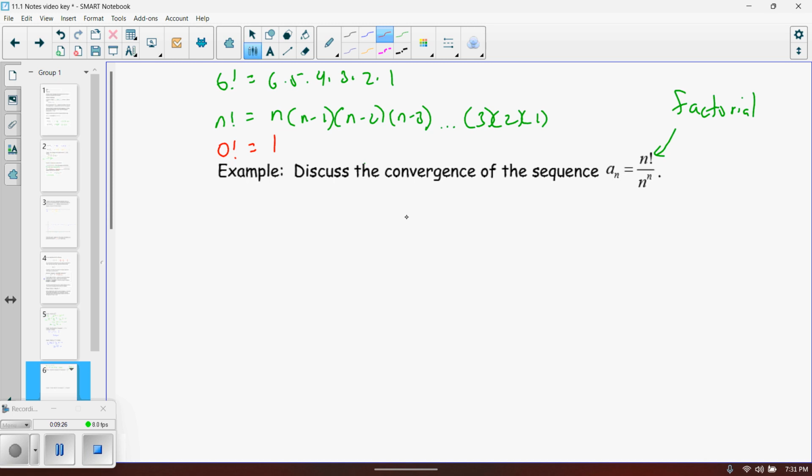So 0 factorial is 1. 1 factorial also happens to be 1. And then 2 factorial and so on, those are going to be different values. All right, so let's discuss the convergence of this sequence using some of this basic information that I just gave you.